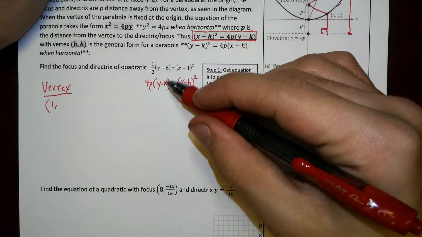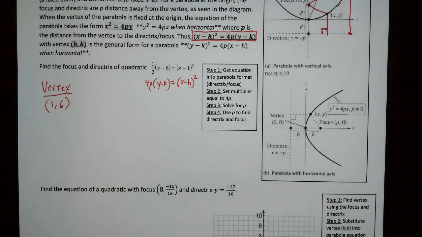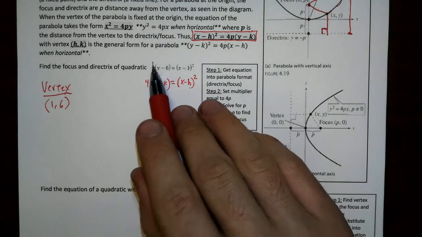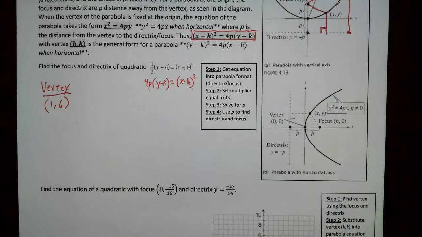Our k is going to be 6. Okay, so there's our vertex. Now let's go ahead and figure out what this p value is going to be, because remember that p tells us how far the focus is and how far the directrix is.